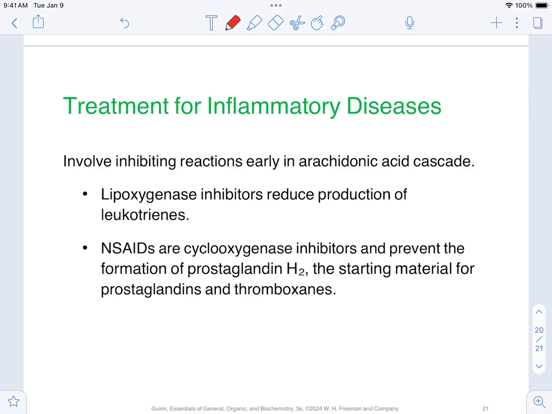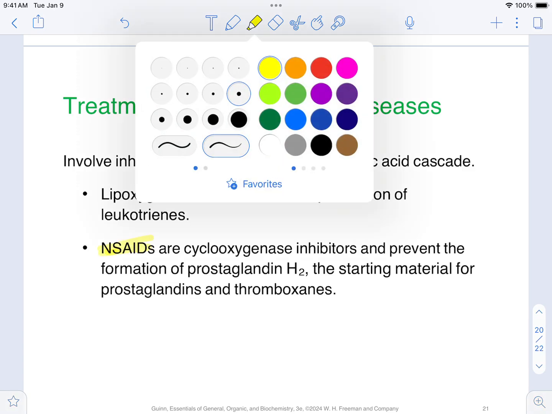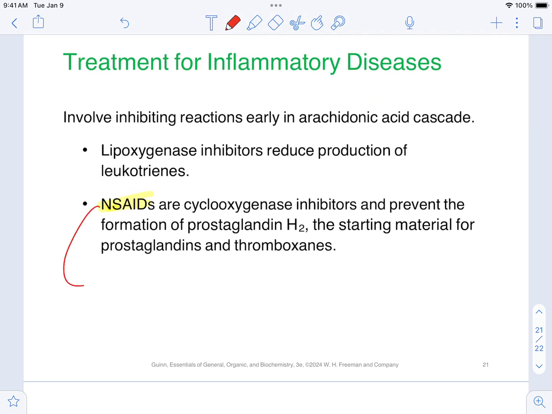Treatment for inflammatory diseases involve inhibiting reactions early in this cascade. So lipoxygenase inhibitors reduce production of leukotrienes, and something here called NSAIDs. This stands for non-steroidal anti-inflammatory drugs. These are inhibitors and prevent the formation of prostaglandin H2, the starting material for prostaglandins and thromboxanes.